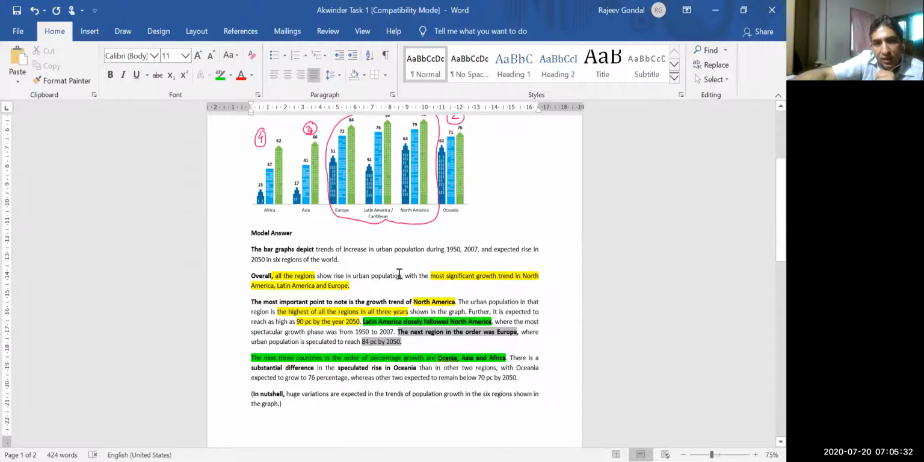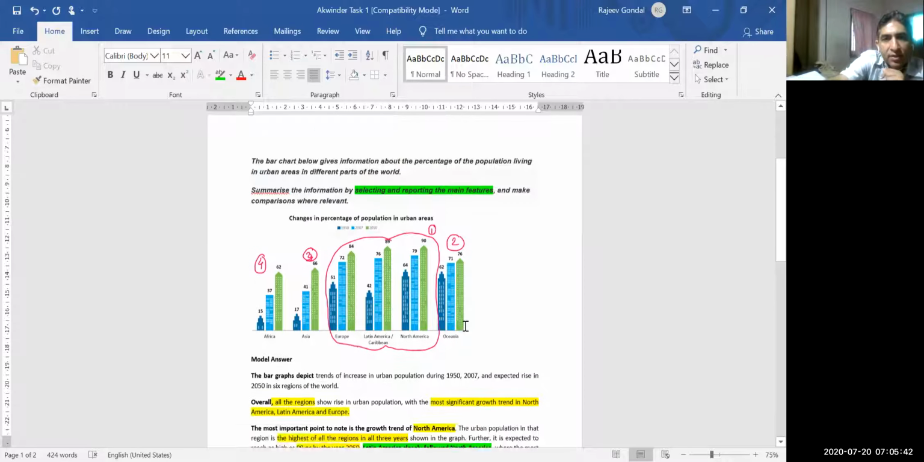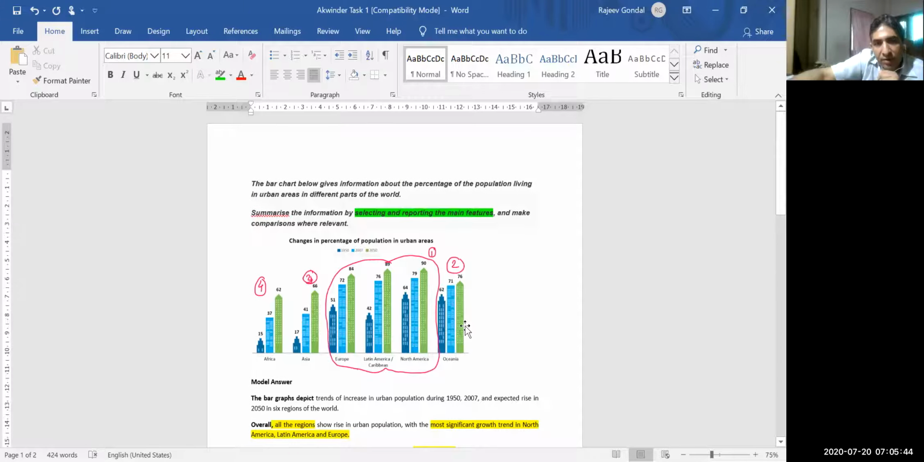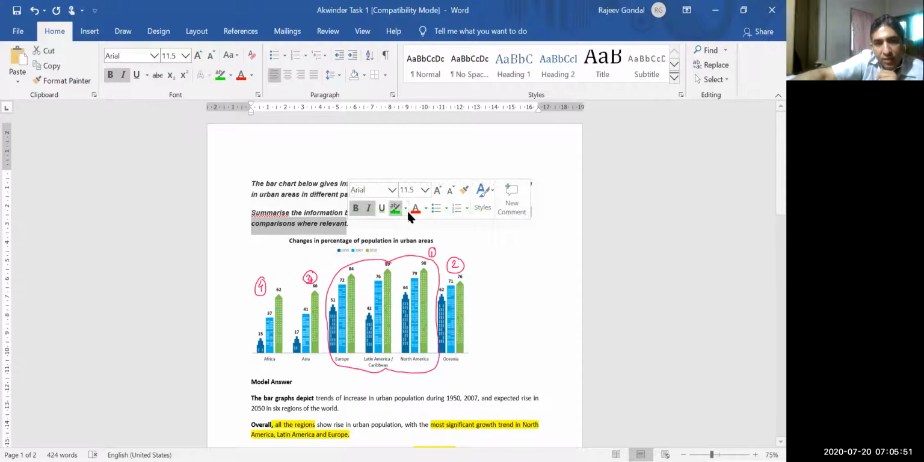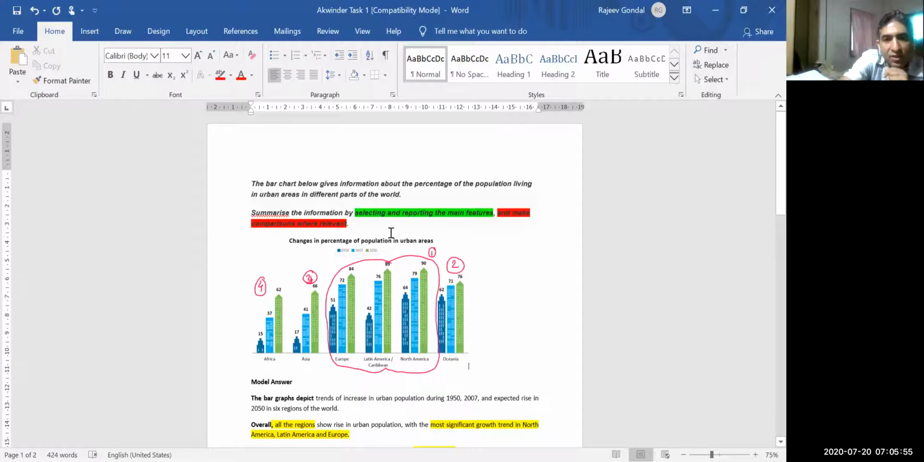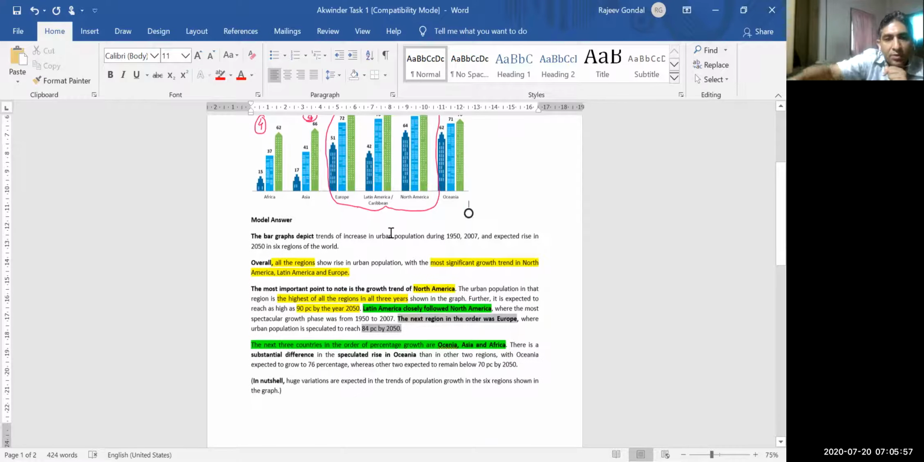Now see, again, we are getting down to something which is most important. Like for example, here, we are talking about difference. See, look at this. This is again important to understand the question. Summarize the information by selecting and reporting main features and make comparisons. So make comparison. This is important. Look at this. Make comparisons. You are supposed to make comparisons, which means who is bigger than whom is so important.